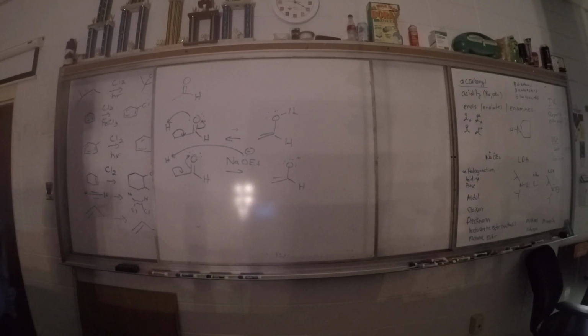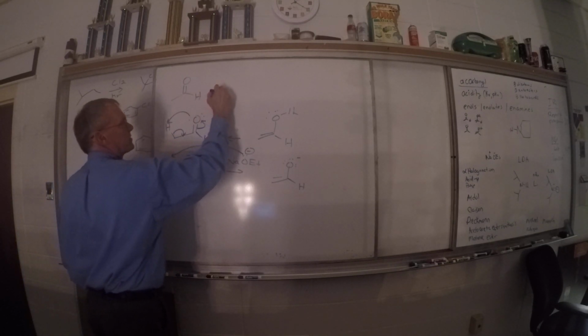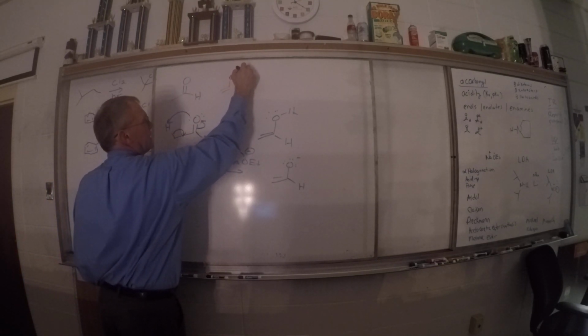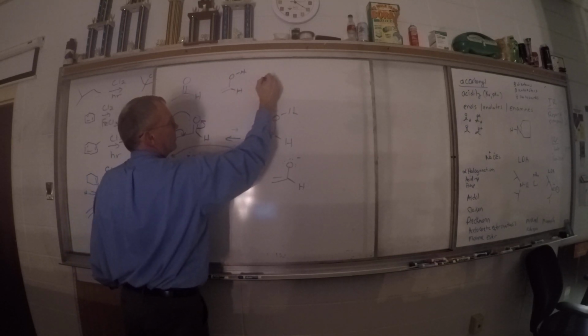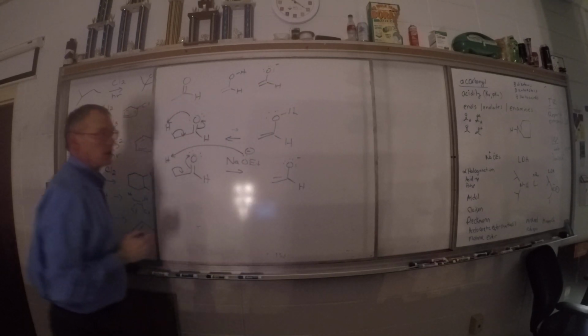Both of these systems, the enol and the enolate, have their place in synthesis. Enols more if you're using acidic conditions, and enolates would be in base. So to review, we have acetaldehyde and its enol, and acetaldehyde, its enol, and what's called its enolate.